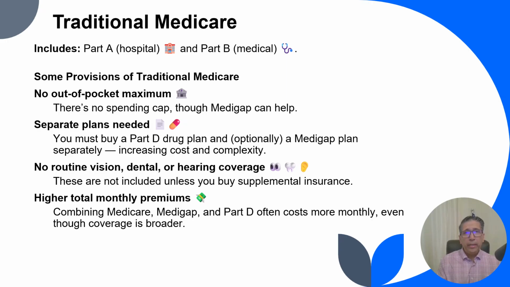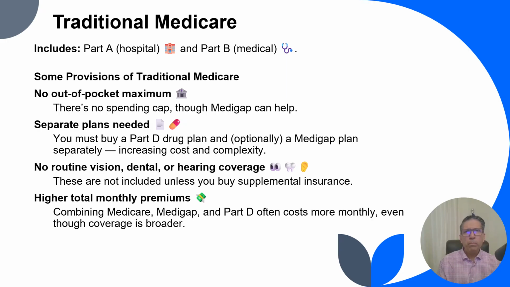Also, traditional Medicare does not include vision, dental, or hearing. So routine eye exams, dental cleanings, and hearing aids aren't included. A hearing aid can cost like $3,000 out of pocket if you don't have supplemental coverage. So look into standalone dental, vision, or hearing plans, or check if your Medigap plan offers an optional add-on. That might be a cheaper way to go.